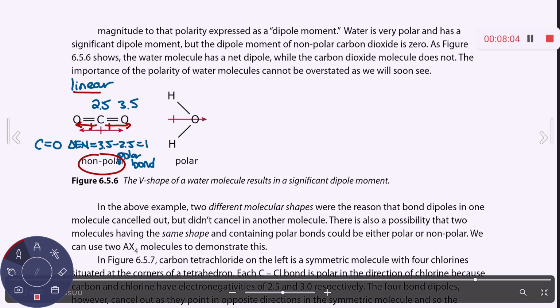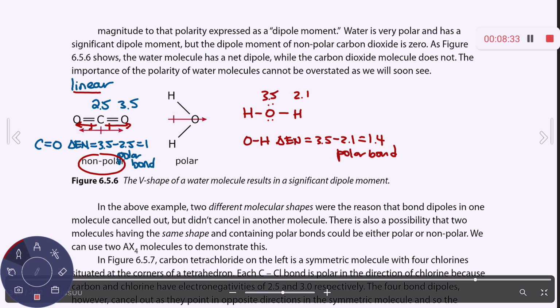Okay, when I take a look at water, water's a little bit different. I'm going to draw water so it looks like this. Oxygen is 3.5, hydrogen is 2.1. The only bond I have here is an oxygen-hydrogen bond. I have two of them. The difference in electronegativity here is 3.5 minus 2.1. What's that going to be? 1.4. Okay, this falls within the polar bond range.